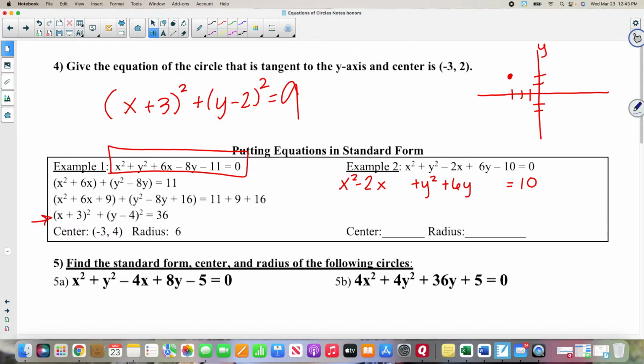Okay, so we have to do b divided by 2 squared. So what is my b value for the x? Negative 2. So negative 2 divided by 2 squared is what? 1. So we're going to plus 1 here. We're going to plus 1 here.